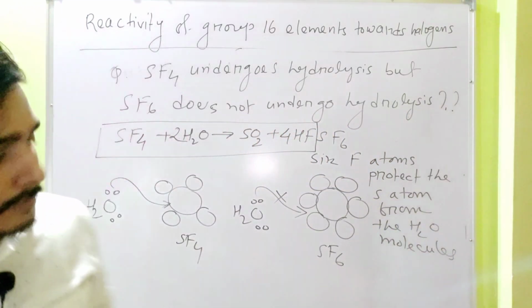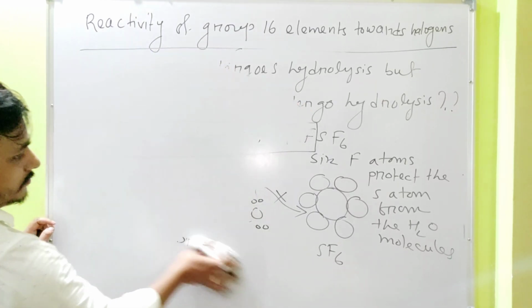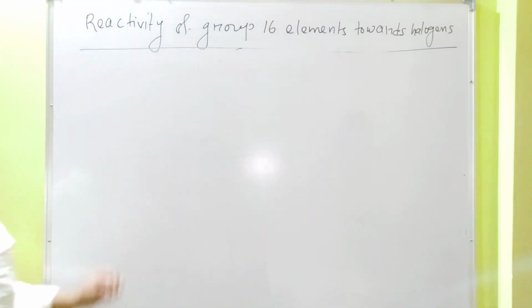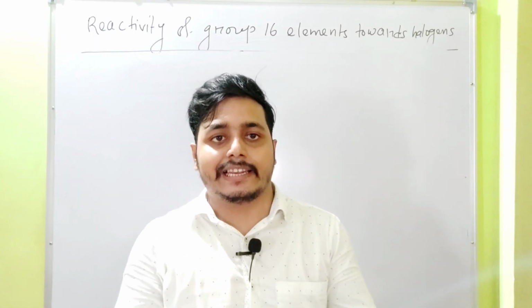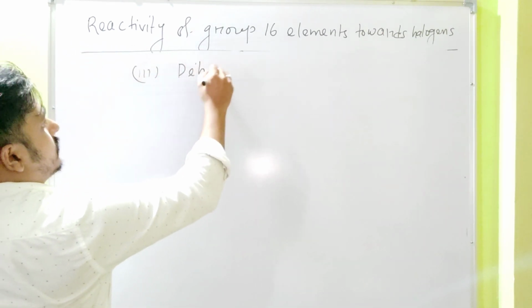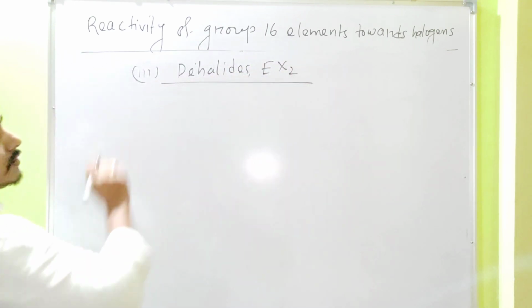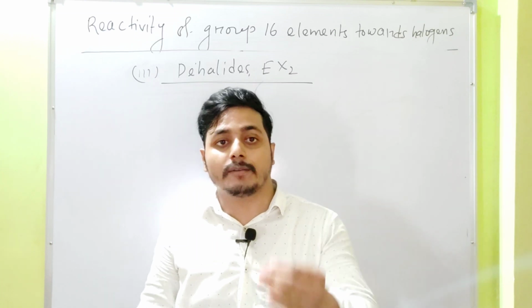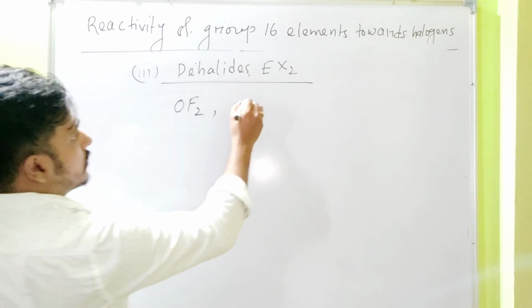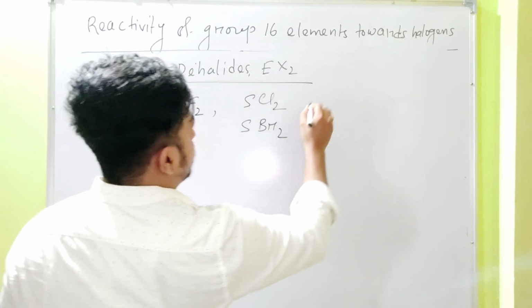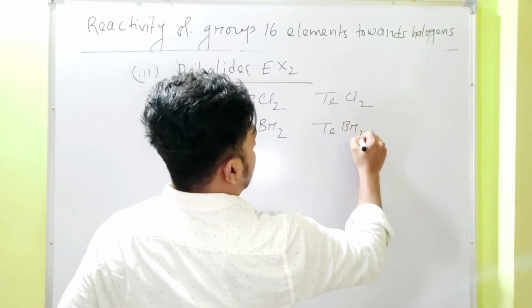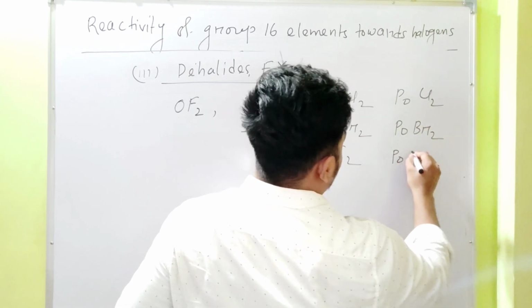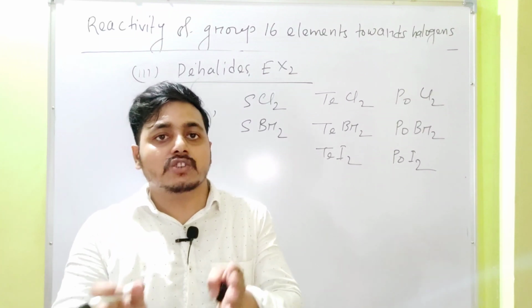Next, I discuss dihalides, number 3. EX2. Except selenium, all the group 16 elements form dihalides. Let me consider some examples of dihalides: oxygen dichloride, sulfur dichloride, dibromide, tellurium dichloride, dibromide, diiodide, polonium dichloride, dibromide, diiodide. These are some examples of dihalides.